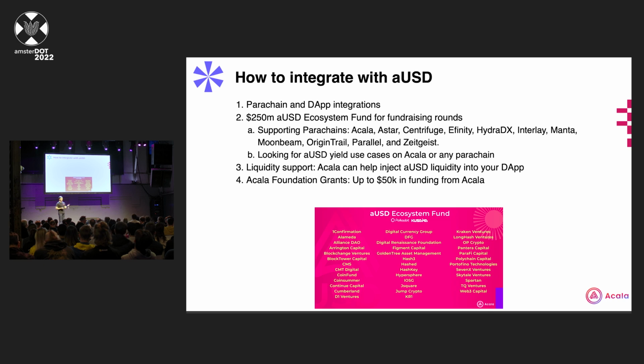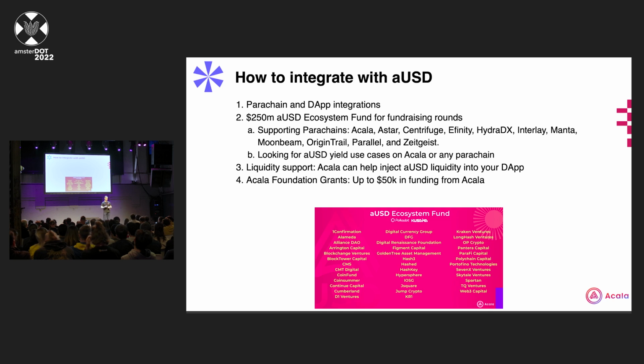Number two, these, I think, 9 or 10 parachain teams have all teamed up on this $250 million aUSD ecosystem fund. This is meant to invest in fundraising rounds for any dApp or parachain on any Polkadot or Kusama parachain. So we're looking to grow the entire aUSD ecosystem, which spans Polkadot and Kusama, through this fund.